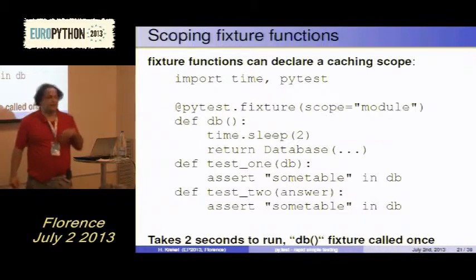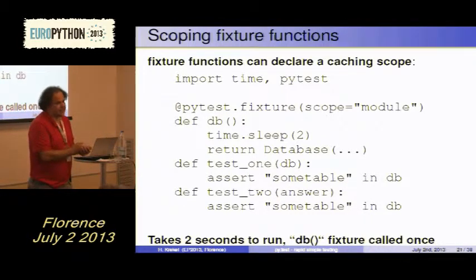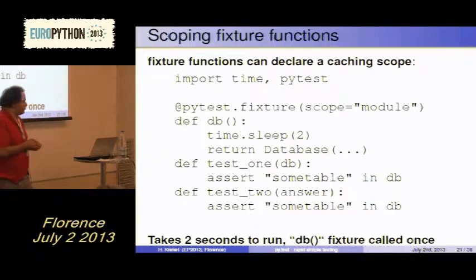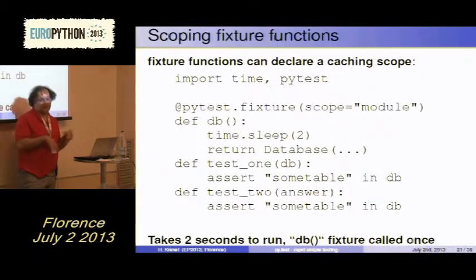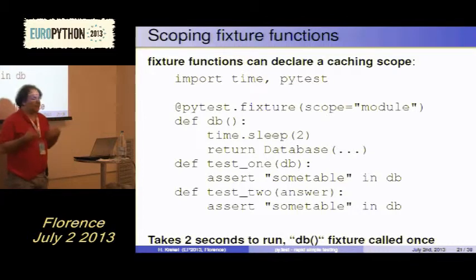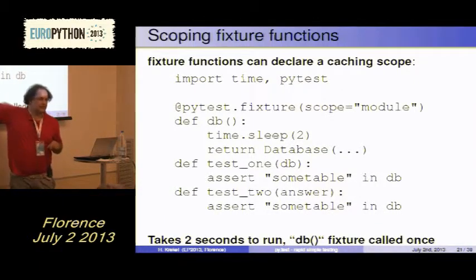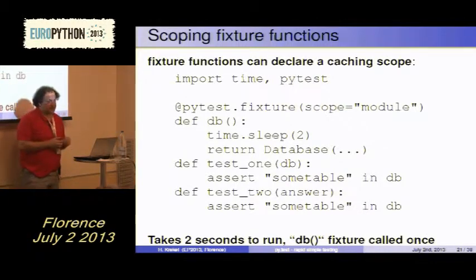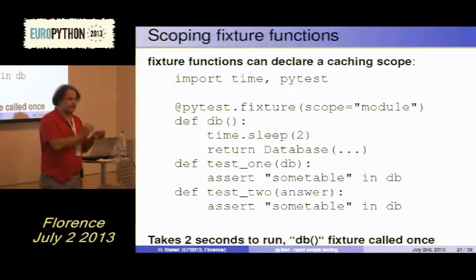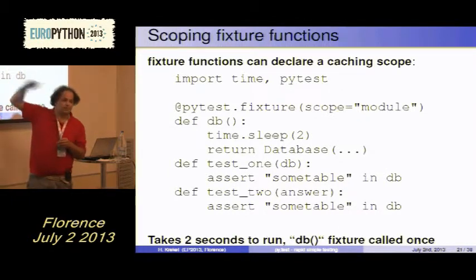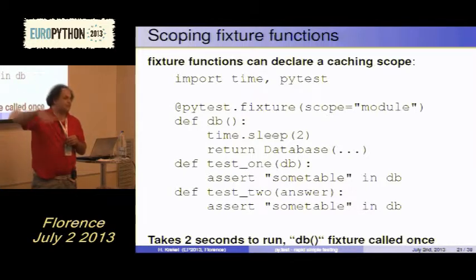For example, if you want to say that this fixture only needs to be created once per module, then you just write with the decorator, okay, the scope, the caching scope of this fixture is module. And I simulated a heavy setup of the database by time.sleep(2). And so I have two tests. Oh, the answer here is wrong, I'm sorry. That should be DB, of course. That's a DB here. And both tests use the DB fixture, but they will reuse exactly the same instance. Because pytest sees, okay, you want to use that, but it's cached on a per module basis. So once it's created, it's just going to be used again.